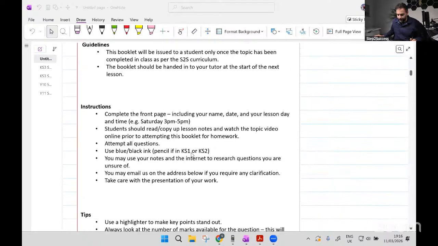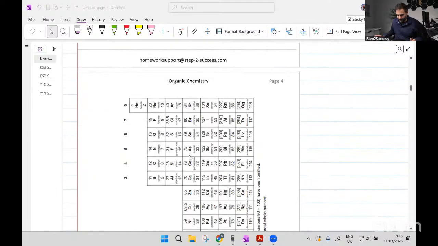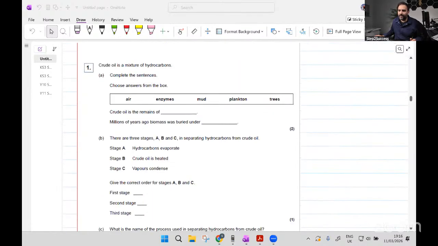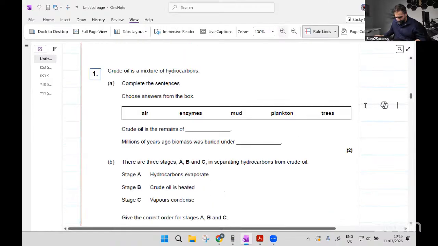Okay. So question one, two, five from this one. Some of these will overlap. So just keep an eye out because there will be some things that are the same in all of them. Right. Question one says crude oil is a mixture of hydrocarbons. I will try and explain things as I go.